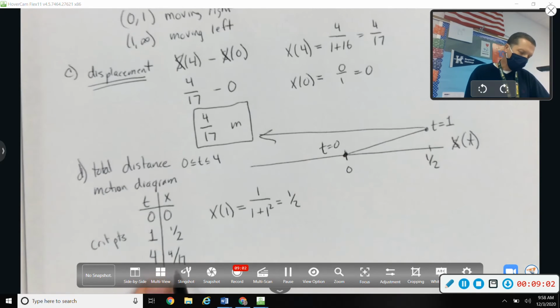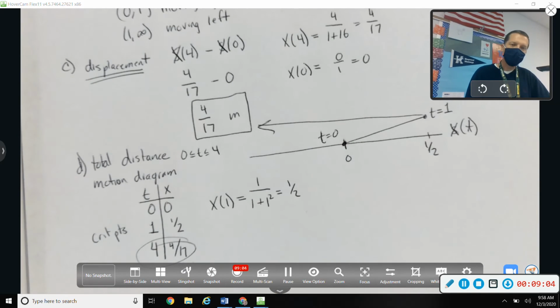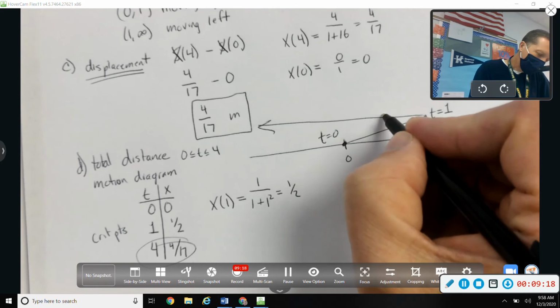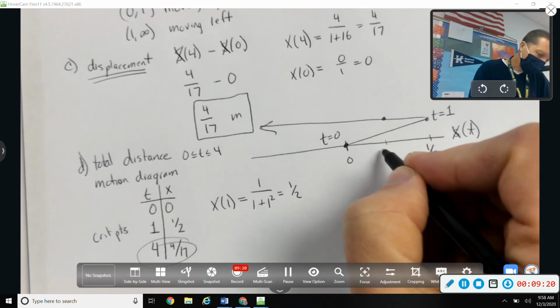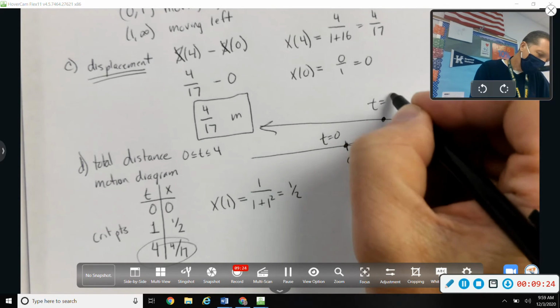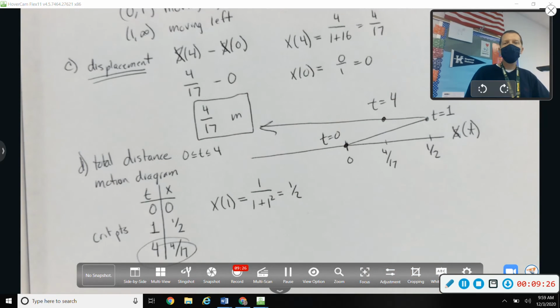But at t equals 4, that's the one we're concerned about. We're at 4/17. That's close to a fourth. I mean, close enough for a picture anyway. So somewhere right around there. T equals 4.